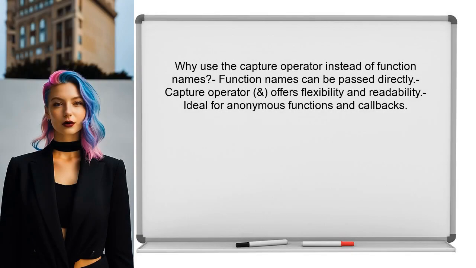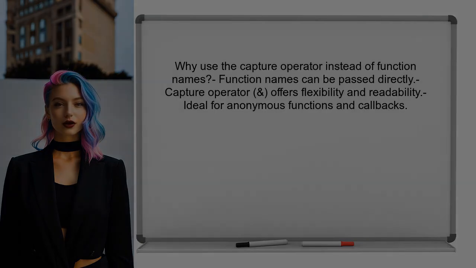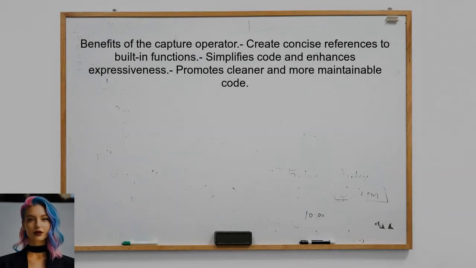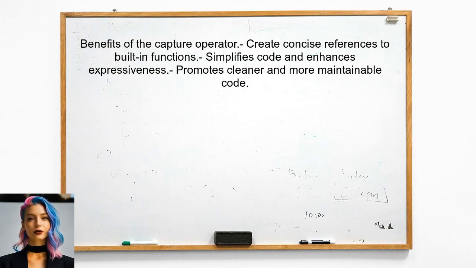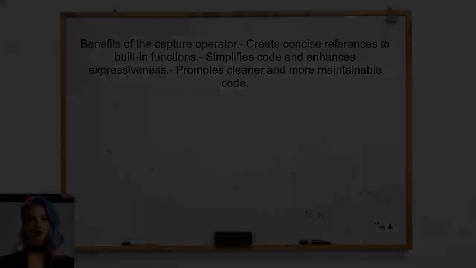The user might wonder why they can't just use the function name directly. While it's true that Elixir allows passing function names, the capture operator provides a more flexible and readable way to reference functions, especially when working with anonymous functions. Additionally, the capture operator can be used to create concise function references for built-in functions. This can simplify code and make it more expressive, allowing the user to write cleaner and more maintainable code.